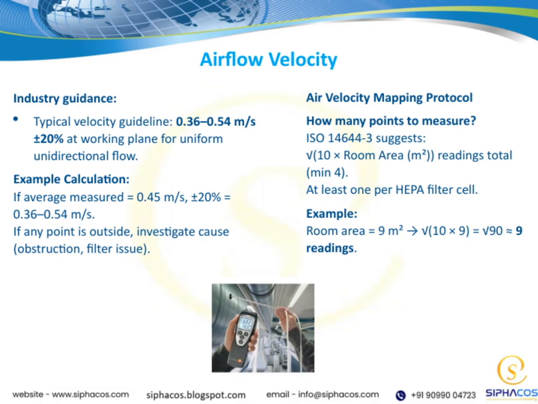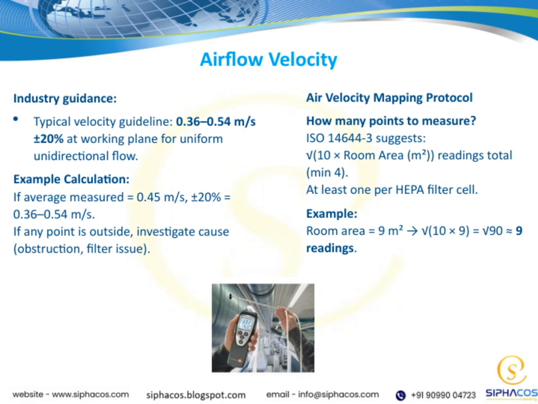Let's talk about the air velocity mapping protocol. First, how many points should we measure? According to ISO 14644-3, we take the square root of 10 times the room area in square meters. So, for example, if your room is 9 square meters, you multiply 10 by 9, which gives 90, and then take the square root, approximately 9 readings in total.